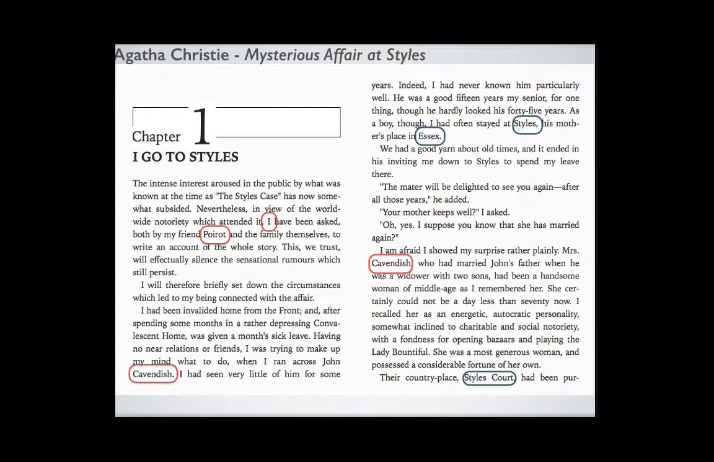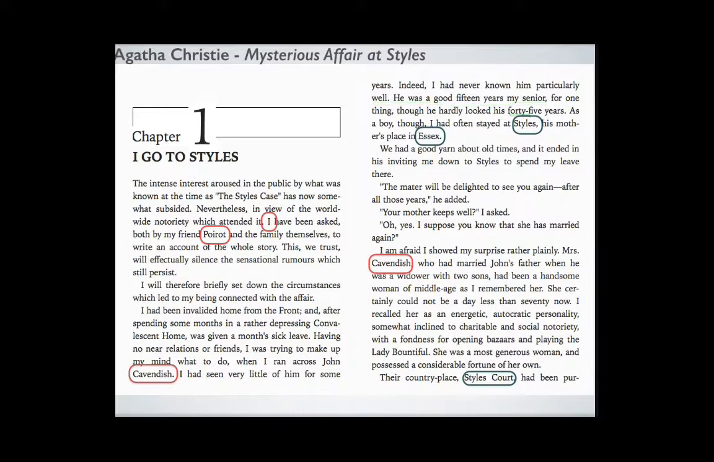Let me show you one other aspect that you can look at when you are doing a close reading. Let's take a look at these paragraphs right here. Before we get to this, we find out that he knows this John Cavendish. Agatha Christie goes into a description about their ages, briefly how they're connected to each other, and then where they're staying. So he's staying at Styles, which is his mother's place. So he's hanging out at this acquaintance's mom's house.